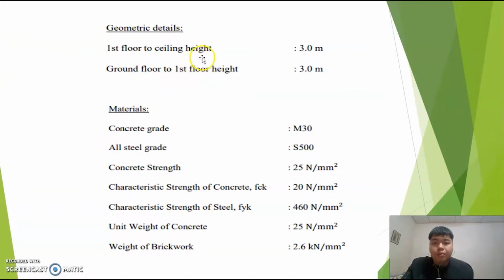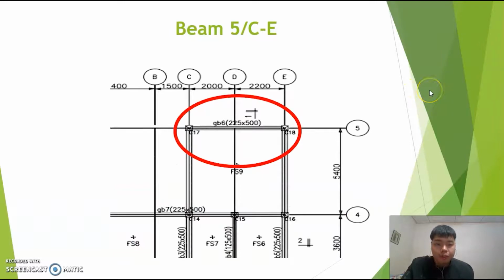For our heights, the first floor ceiling height is 3 meters, and the ground floor to first floor height is 3 meters. For the materials we use, the concrete grade is M30 and the steel grade is S500. Our concrete strength is 25 newtons per millimeter square, and our characteristic strength of concrete is 20 newtons per millimeter square, and our characteristic strength of steel is 416 newtons per millimeter square. Our unit weight of concrete is 25 kilonewtons per meter cube, and our weight of brick is 2.6 kilonewtons per meter square. The beam I chose is 5 per C2E, which is shown in these figures.